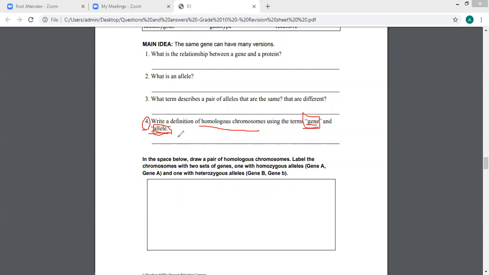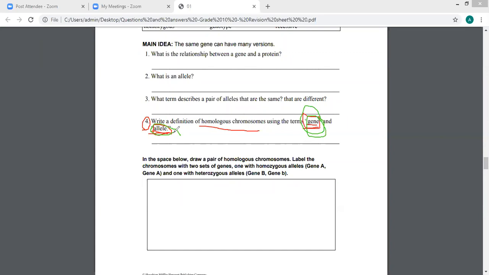Okay, again, number four, the homologous chromosomes are two chromosomes, one inherited from father and the other one inherited from mother. They are the same in length, for example, and carry the same gene, and may be different in their alleles.